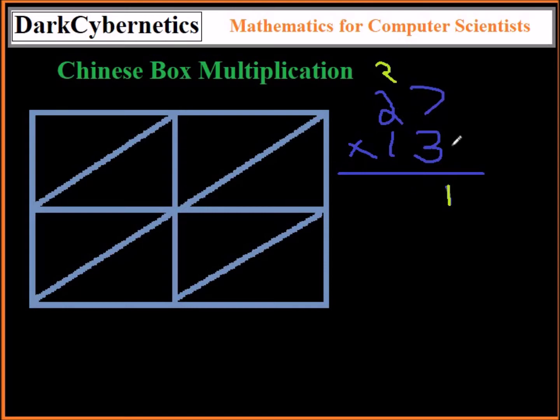So let's put the numbers into the grid, where we just put one number across the horizontal axis. Let's put the 27 on top, right? And we can just put the 13 on the vertical axis, right? Okay, so in this algorithm, we simply need to put the tens value in the upper box and the ones value in the lower box.